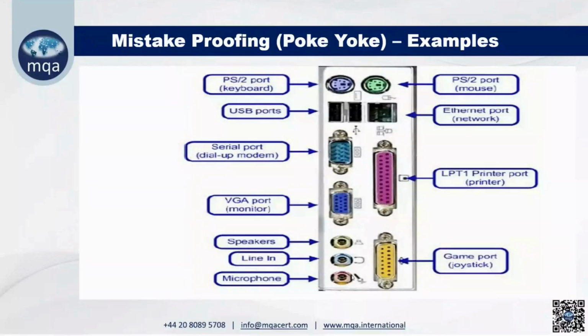Microphone is for this. See, even color coding is there. For the headphone, we have this symbol; for the microphone, this symbol is there; the speaker symbol is there. The color is different. On this basis, customer, it is very easy to assemble the parts. So this is mistake proofing, error proofing, which is generally done in CPU or electronic devices.